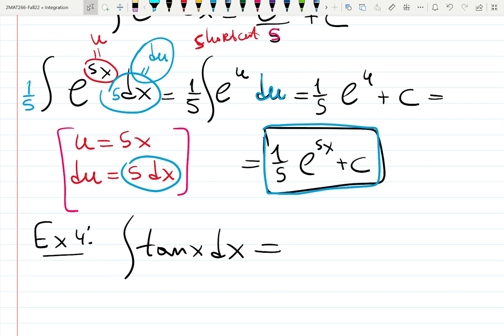Sine squared. One of those. That's do something with what.